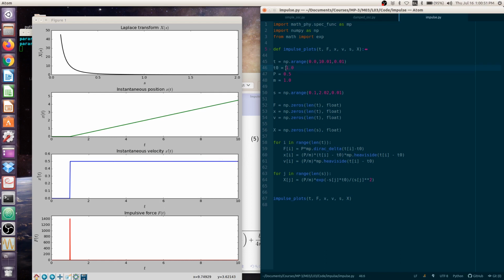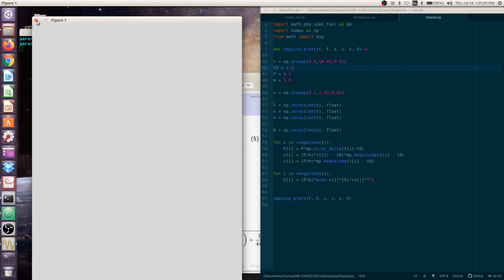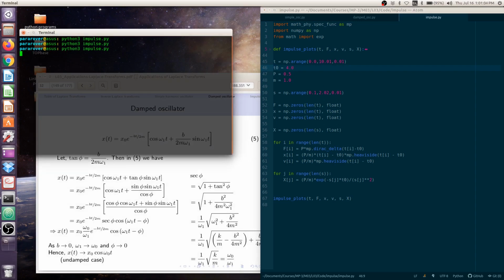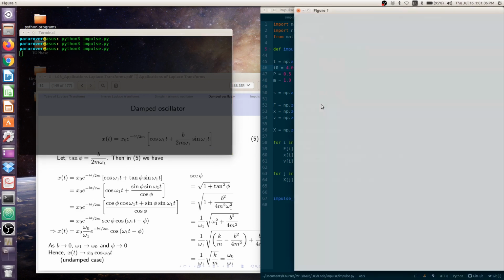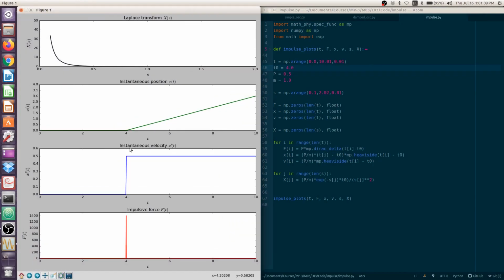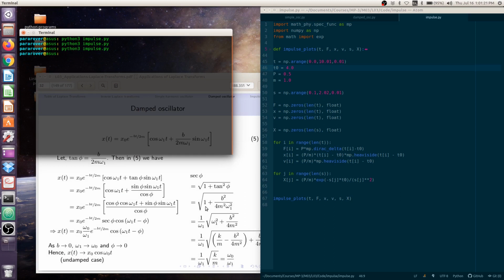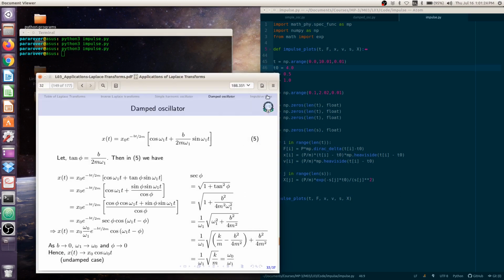So what will happen if I change this? Will this affect this? Instead of 1, let's say I make it 4, T naught equal to 4. Let's run this again. As expected, you see the impulsive force is applied at 4 seconds. From 4 seconds onwards, it continues to move with a uniform velocity along a straight line. So that's essentially the impulsive force that we are talking about.